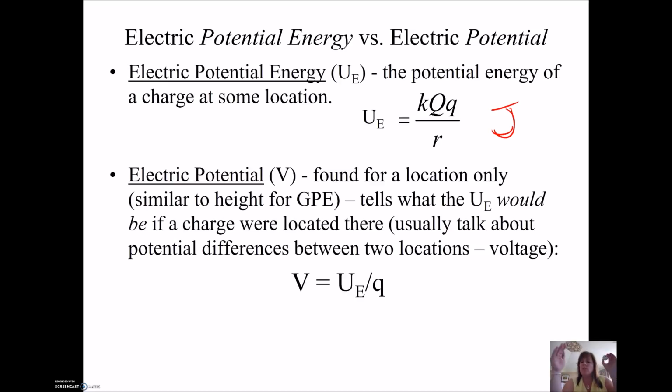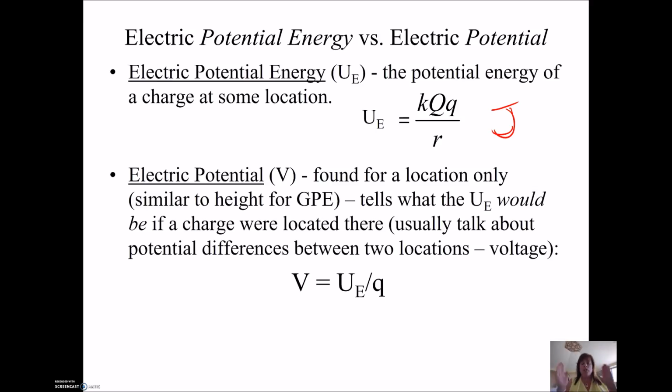It's kind of like height with the gravitational potential energy, right? I can put a ball at any height, right? And I now have gravitational potential energy, but that potential exists even if the ball's not there. So electric potential, kind of like electric field or like a gravitational field, it's the potential for energy.